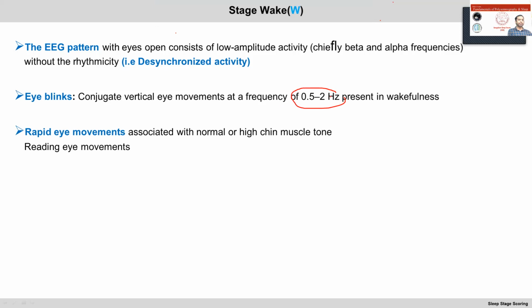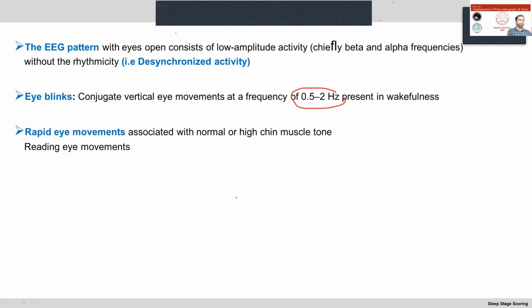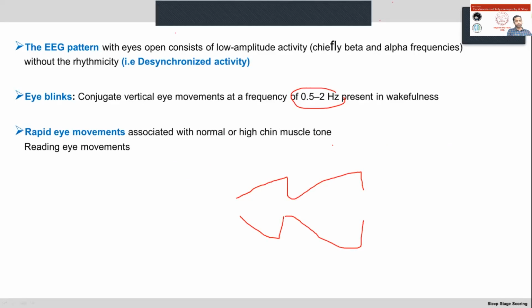And in wake stage, reading eye movements are also there, like you are reading something slowly, suddenly you look again, start from the left of the line, so it will come like this. This is called reading eye movements, like slowly you are reading a line, and then suddenly you jump back. Reading eye movement looks like this kind of pattern. We'll discuss rapid eye movements later because I will show you in the diagram, this figure.